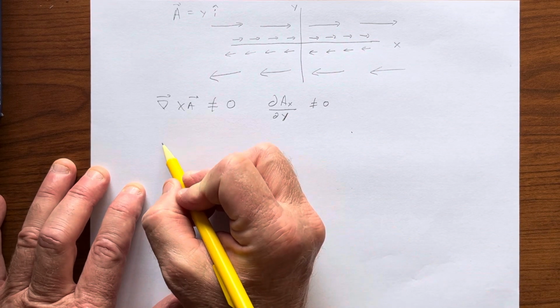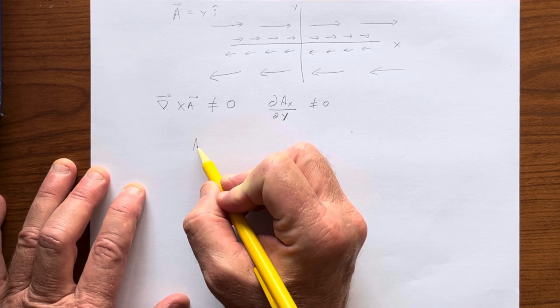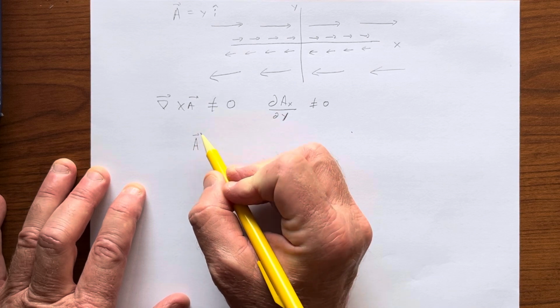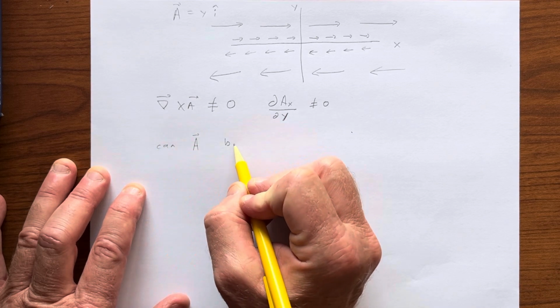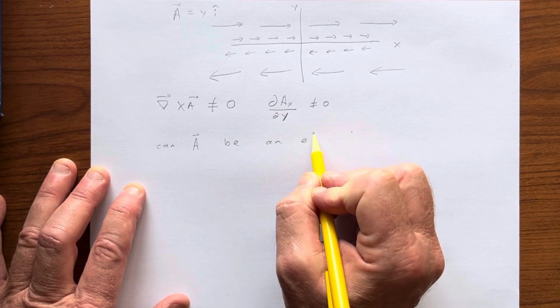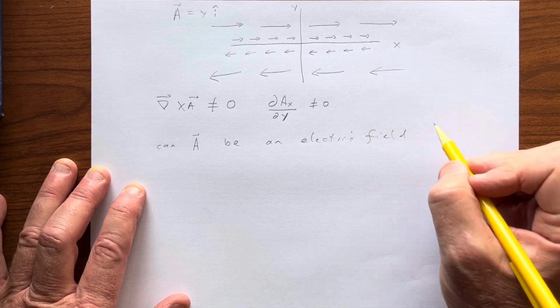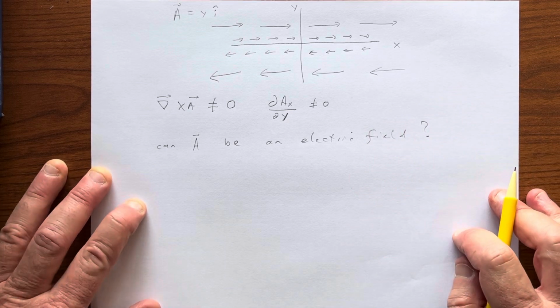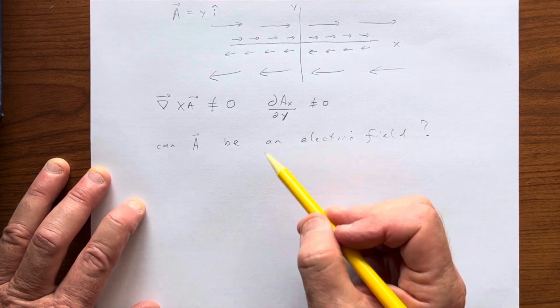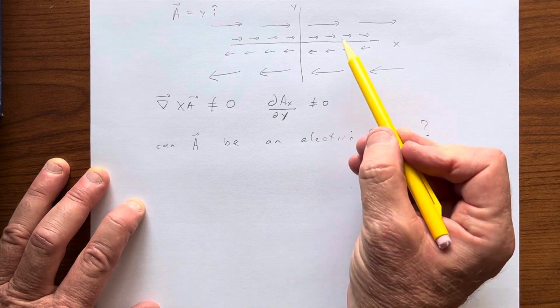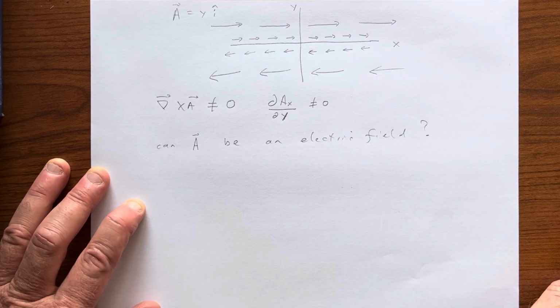Let's ask the question, can A be an electric field? Can we distribute charge in space such as to produce this kind of electric field?